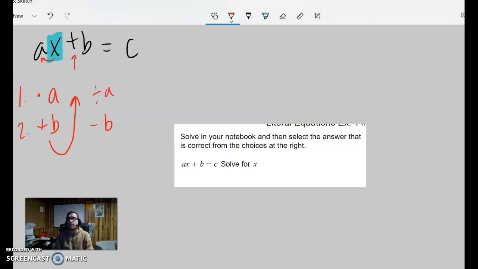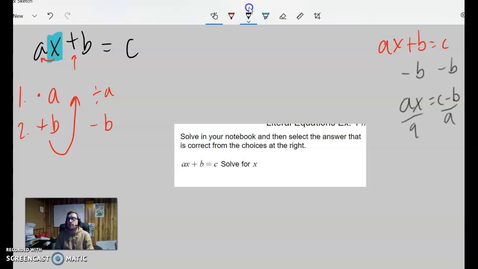So let's do those steps over here. Ready? Let's see where that went. ax plus b equals c. First step, we're going to subtract b from both sides because I need to get the variable by itself, so c minus b. Then I'm going to divide both sides by a. a divided by a is 1, so I have x, and then c minus b over a. I can't combine any like terms because those are all different, and so there is your first literal equation.